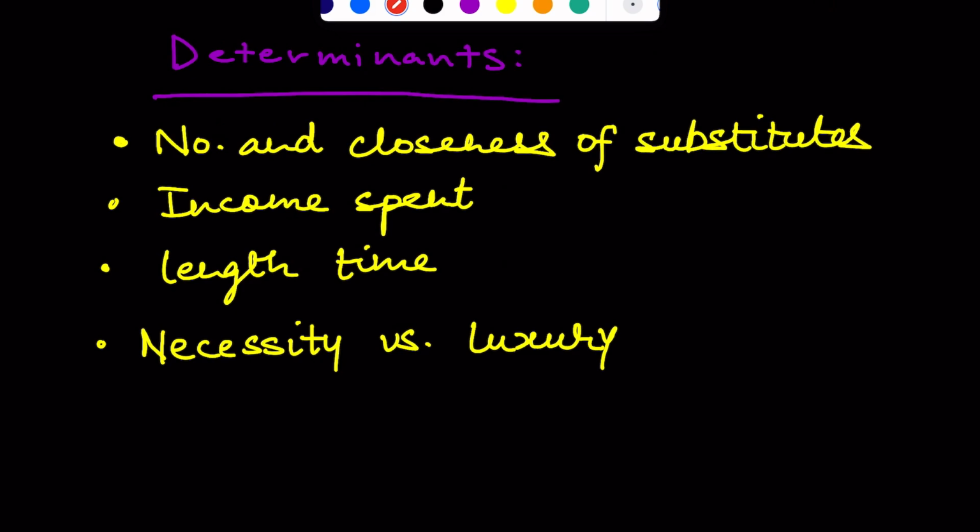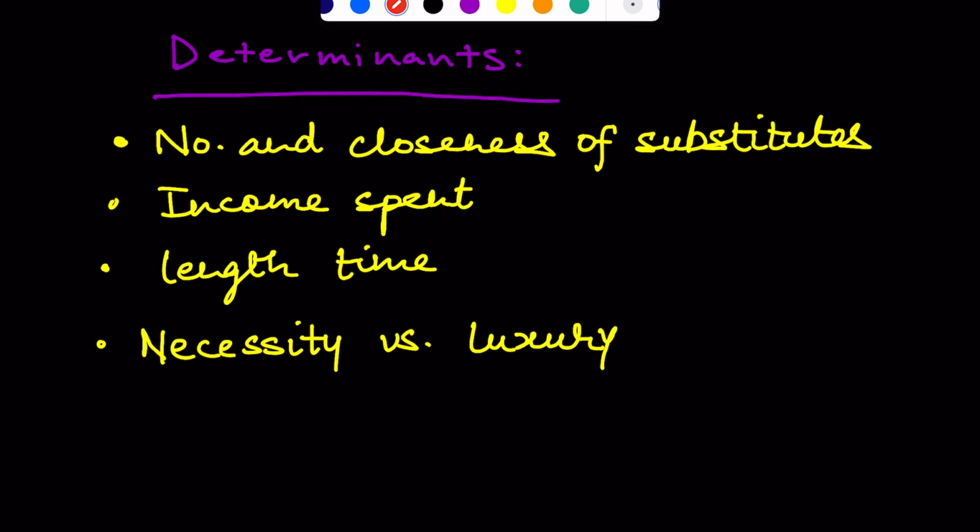Length of time, again, the urgency factor that I was talking about. If you urgently need to book a flight ticket, then that flight ticket would be inelastic given you just have such a short period of time left. Versus if you are waiting for prices to change and you have a lot of time to spend in order to book that flight ticket, then it would be elastic.